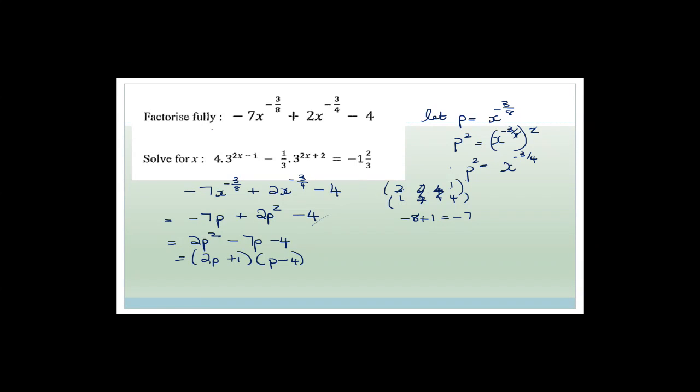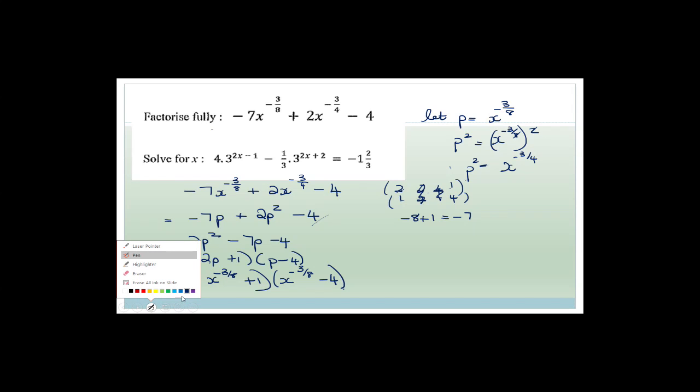But p is x to the minus 3 over 8, right? So this becomes 2x to the minus 3 over 8 plus 1, and then x to the minus 3 over 8 minus 4. And that's as far as you go. They don't ask you to solve for x, they're just asking you to factorize it. Okay, not too bad, hey. Just take it baby steps, baby steps, baby steps.